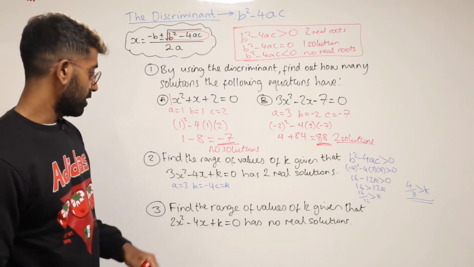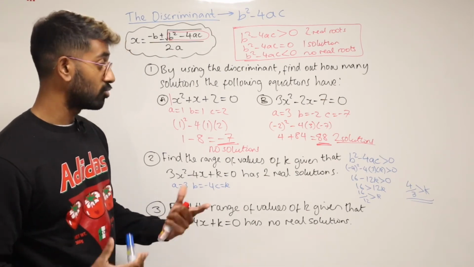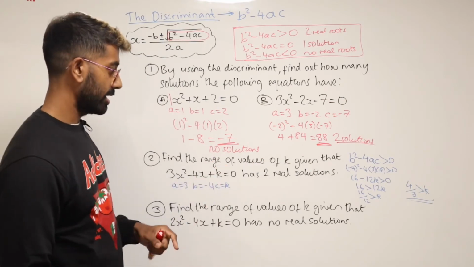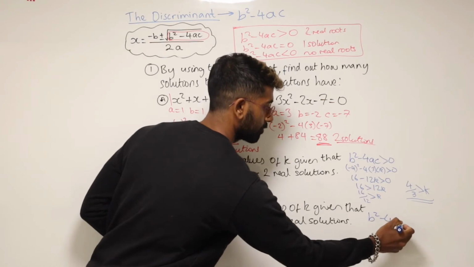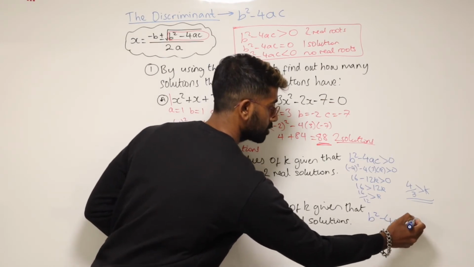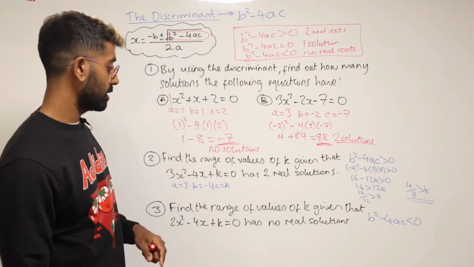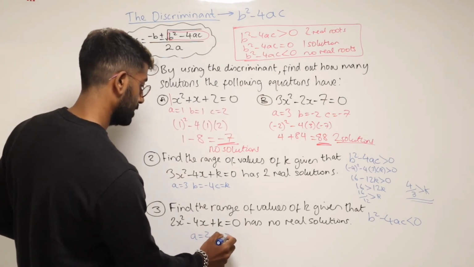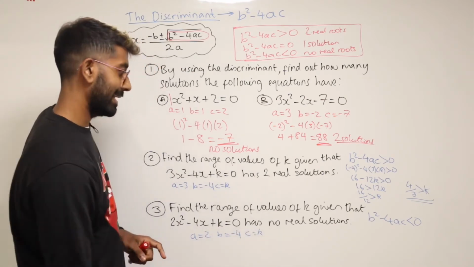And now for the last one, find the range of values of k, given that this equation has no real roots this time. So quite similar to this one here, what we'll do is start by writing the discriminant out, b squared minus 4ac, but this time, because it's got no real roots, it's got to be less than 0. And then let's start writing out what a is. So a is equal to 2, b is equal to minus 4, and c is equal to k again.